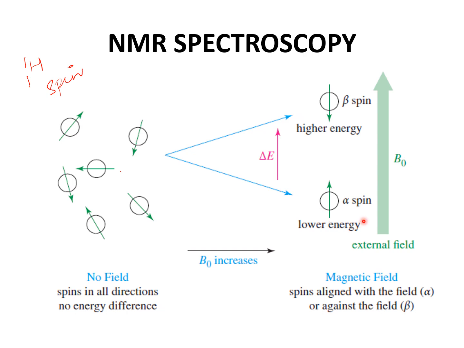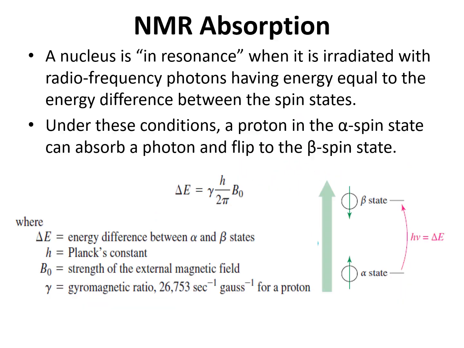That state is the lower energy state and it is called the alpha spin state. And when a proton aligns itself against the magnetic field, that is, in the direction opposite to the external magnetic field, that is called the beta spin state, which has higher energy. So we get two energy states: the lower energy state or alpha spin state, and the higher energy state called the beta spin state. The energy difference between these two spin states is denoted by delta E.